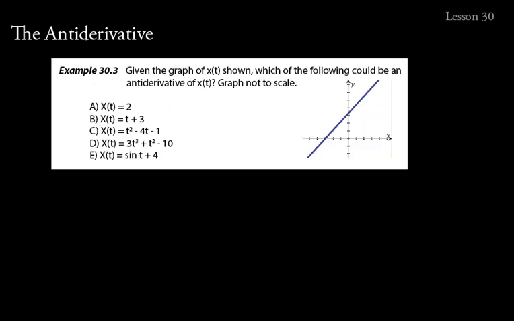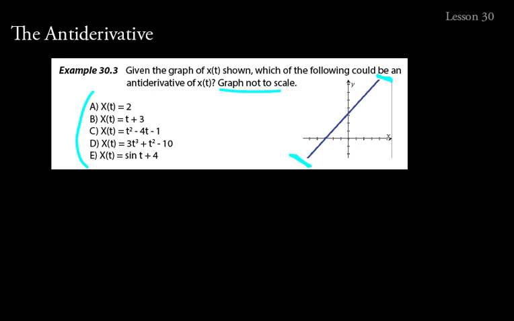Look at problem 3. Given the graph of x of t that's shown there, which of the following could be an antiderivative of x of t? Look at your choices here to start with, and you see capital X of t, capital X of t. What's the thing that says which of those could be an antiderivative? It says graph is not to scale, so just focus on the fact that the graph is linear.